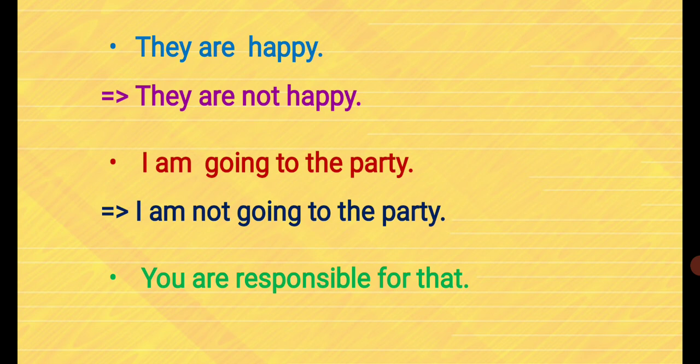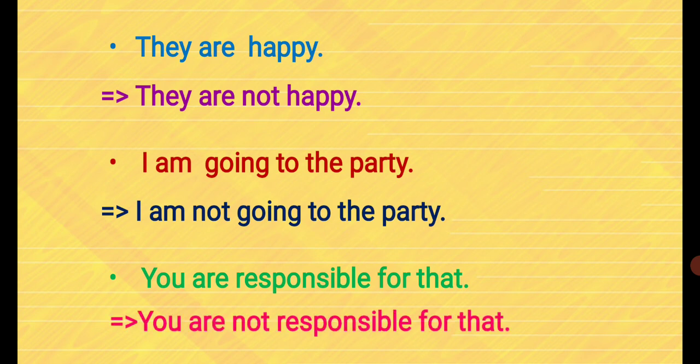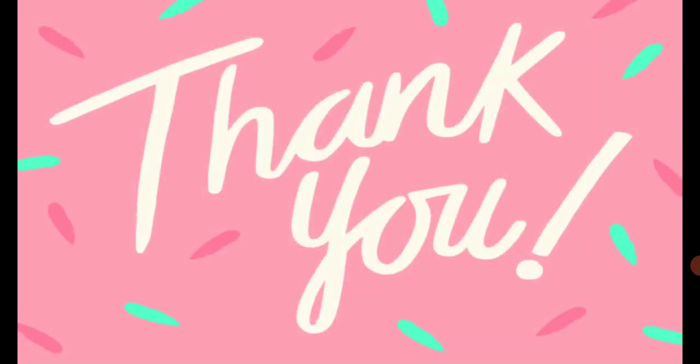Understand? Next is you are responsible for that. Again are is there. So what will we do? Let's do this sentence ourselves. What is the negative form of the sentence? Yes, we will write not with are, and what will be the answer? You are not responsible for that. So this is the way we can make a sentence in a negative form with the verb to be.